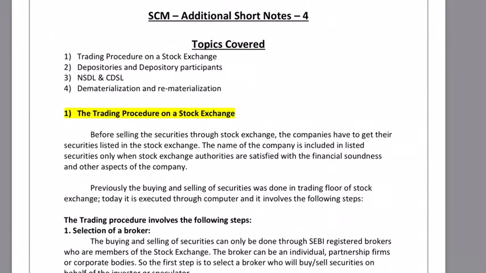The buying and selling of securities can only be done through a SEBI registered broker who are members of the stock exchange. So again here directly the investor cannot go through the stock exchange. So it has to be through a SEBI registered broker. The broker can be an individual, it can be a partnership firm or a corporate body or a financial institution. So the first step is to select a broker who will buy and sell securities on behalf of the investor or the speculator, right?